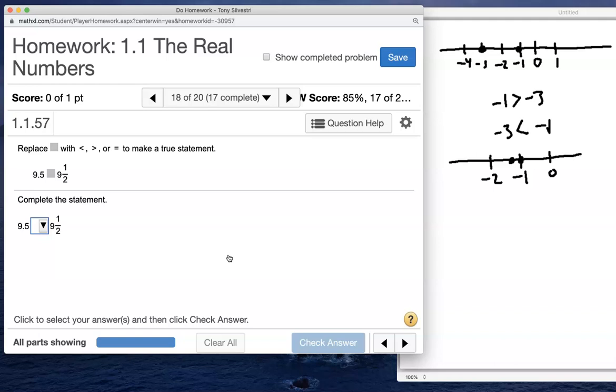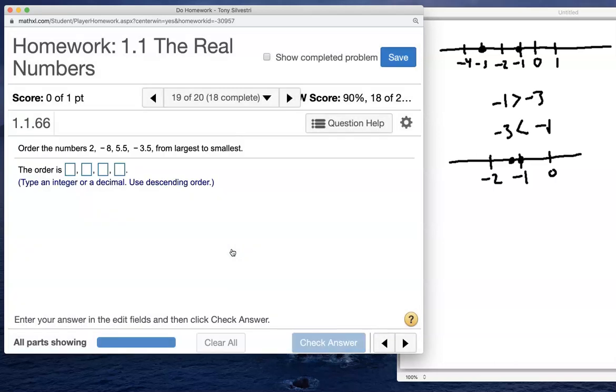9.5 is equal to 9.5. Well, just do this. The 9s are the same. This is 0.5. The fraction represents the decimal. So if I divide 2 into 1, it's 0.5. So it's 9.5. So they're equal. They're just different representations of the same thing.